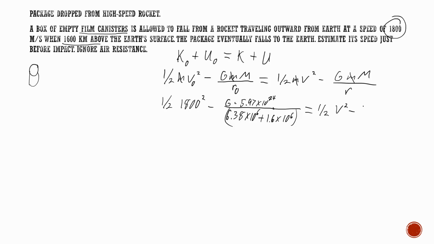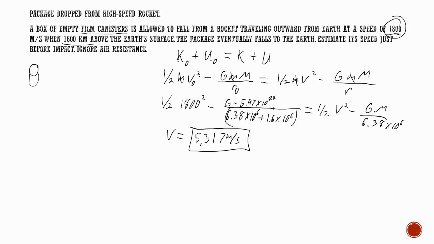Equals 1/2 V squared. That's what we're solving for. Minus G, I'm not going to rewrite M. This R here is when we're on the surface of the Earth. So we plug in this guy, times 10 to the 6th. And I'll spare you the algebra from this point, but we end up with a speed of 5,317 meters per second.